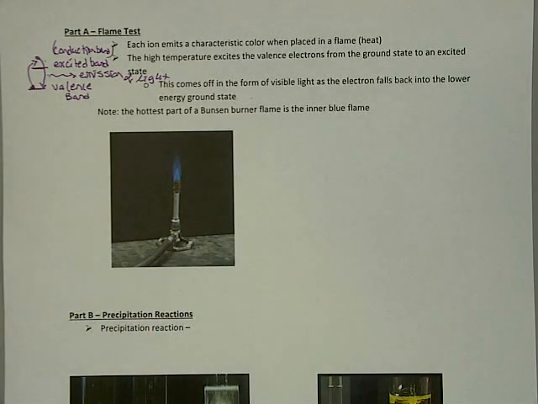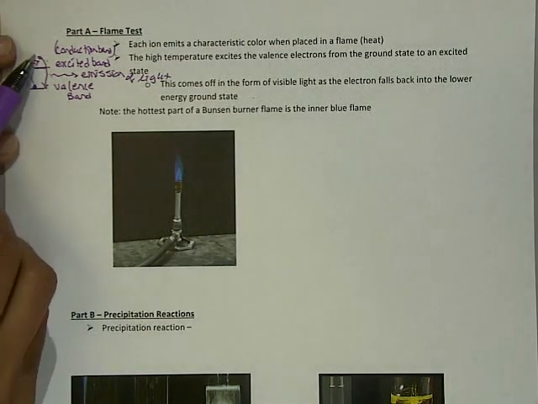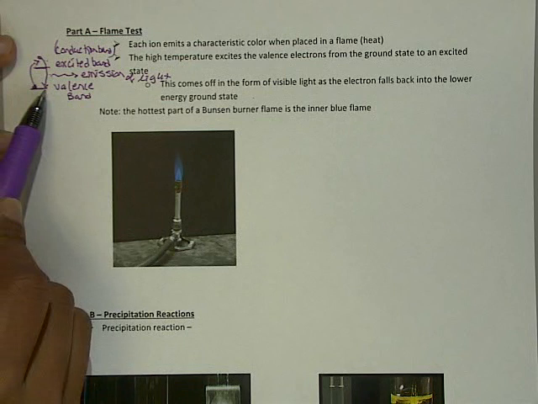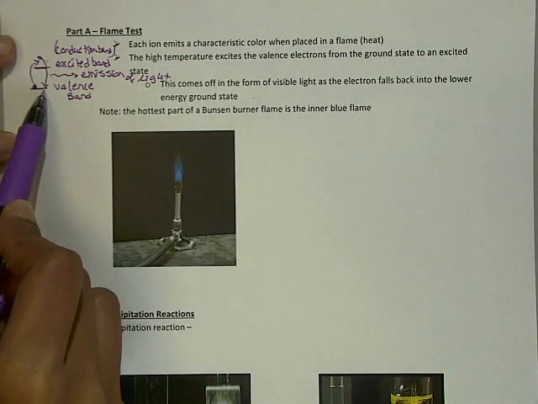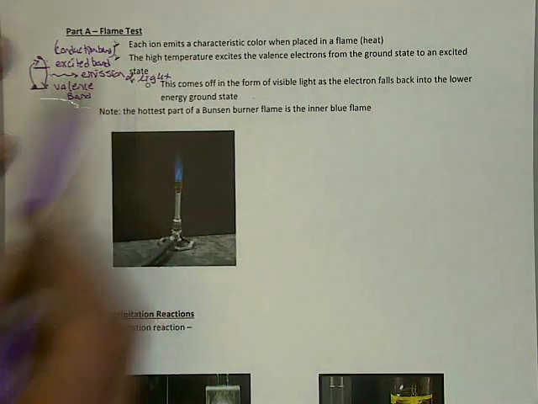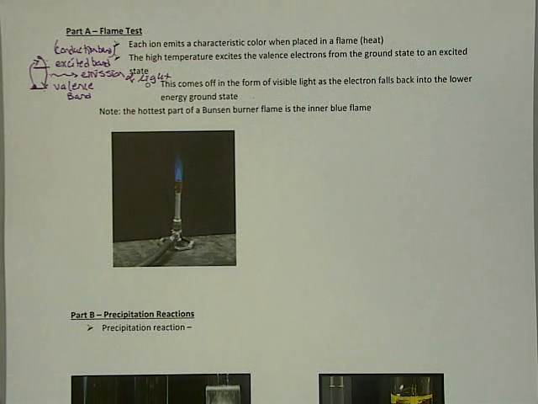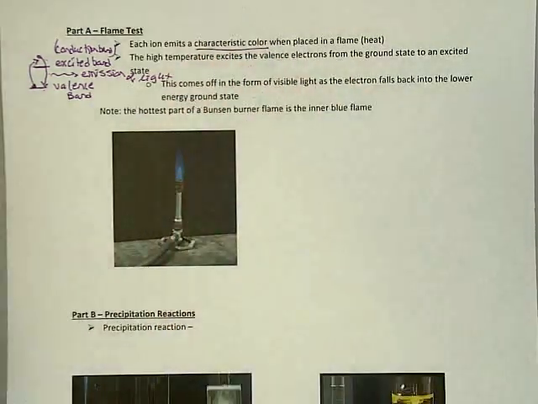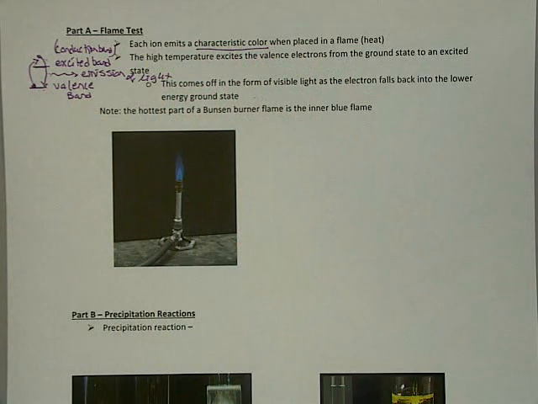This is actually how fireworks also work. So this is really exciting to understand the chemistry behind fireworks. You're exciting an electron from a ground state to an excited state, and then the electrons always want to go back to the ground state. And upon that movement, you have an emission of light, and that's what you see with fireworks, and that's what you'll see with the flame test in your experiment. Each ion emits a specific characteristic color. So this is what you're going to be noting in your lab notebook.